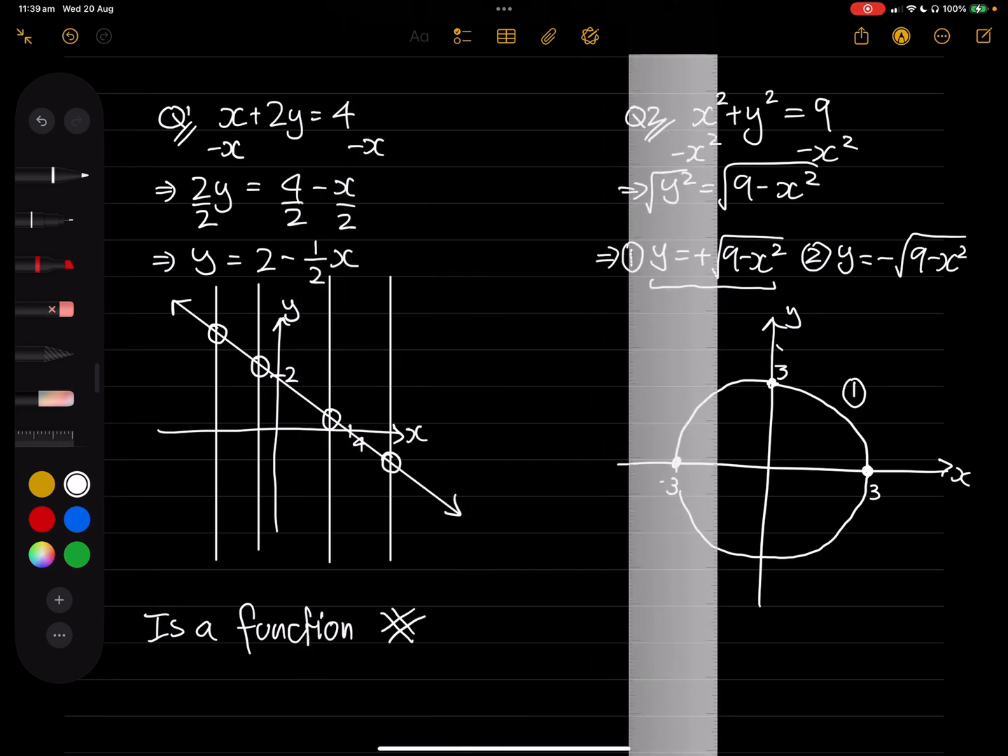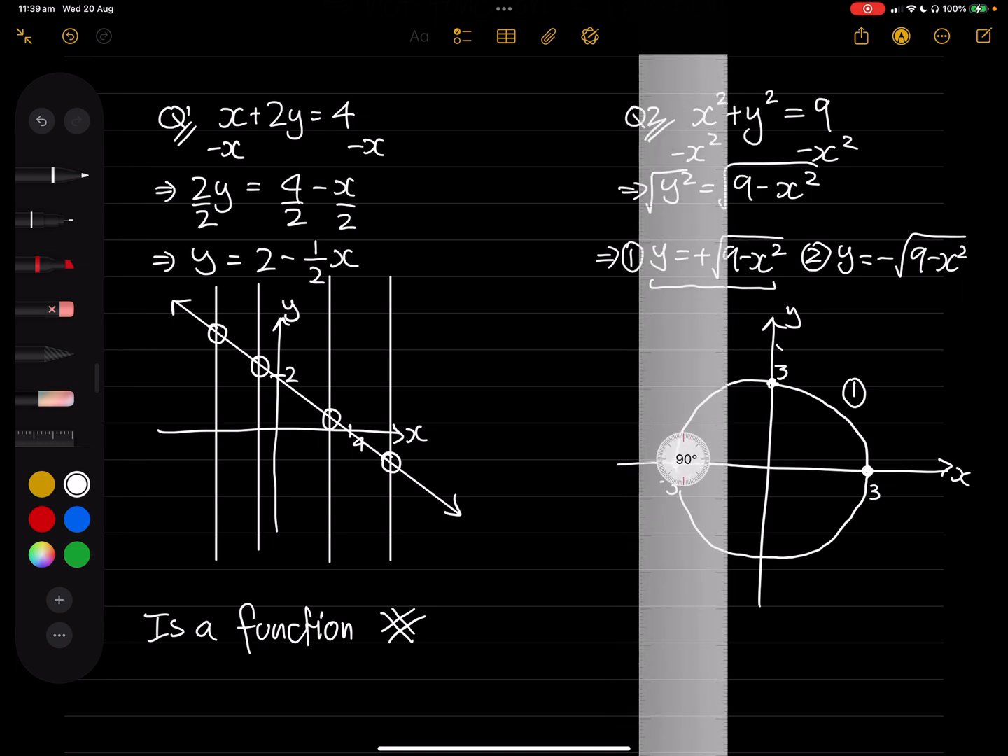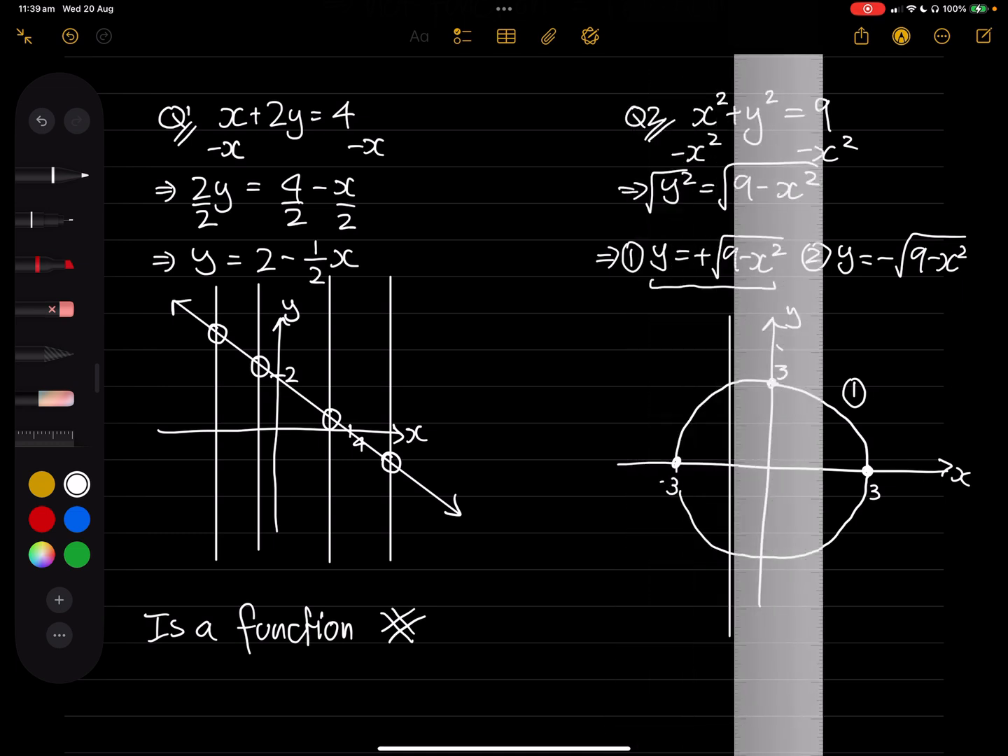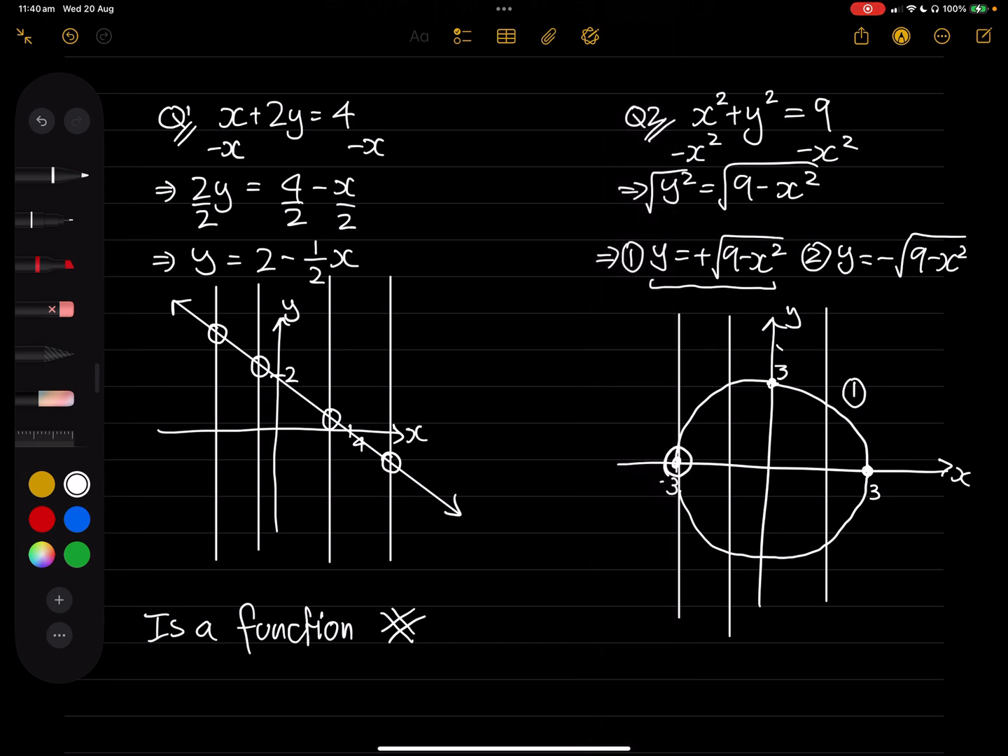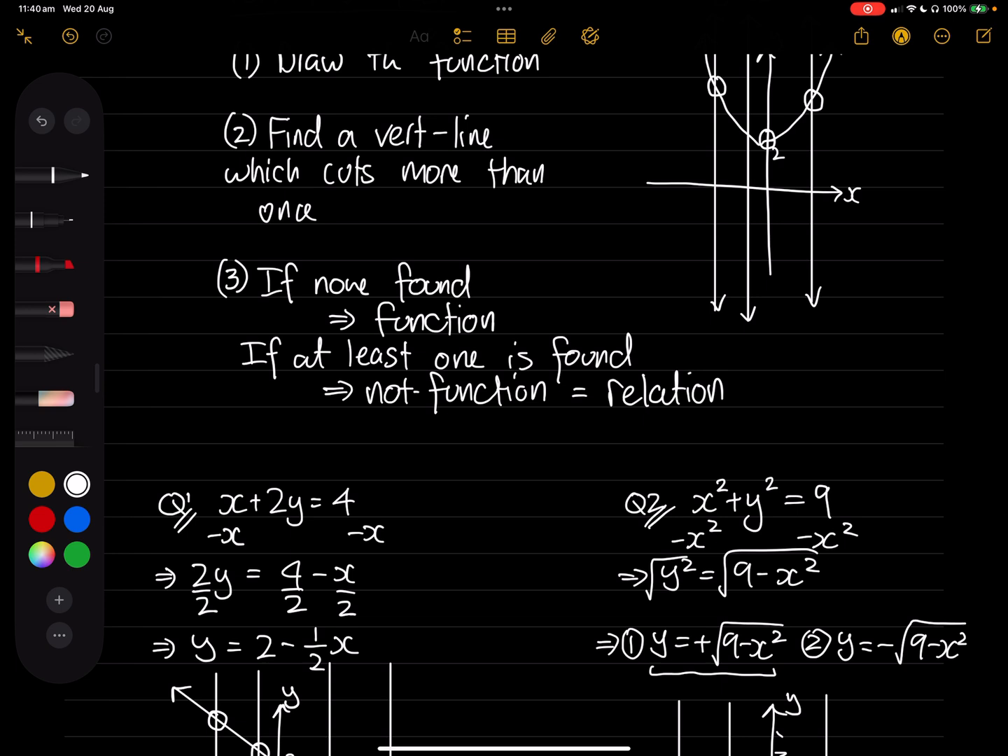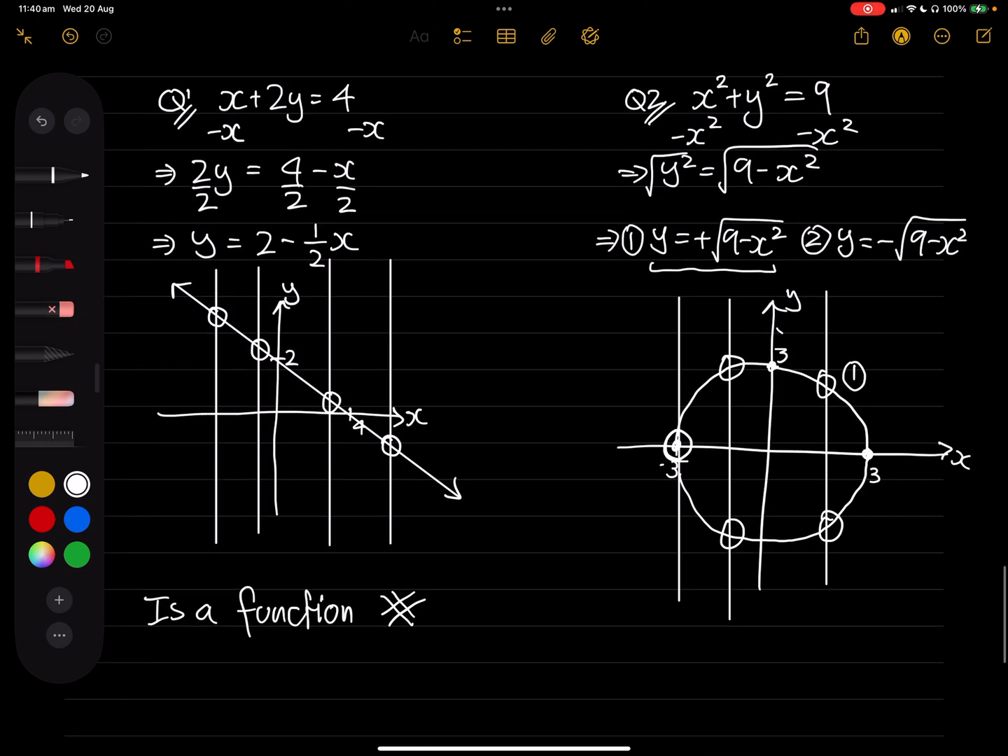Let's do the vertical line test. Well, we don't have to draw many vertical lines, as it turns out. So we can draw sort of one here, and we can draw one here. We might be able to draw one over here as well. So that's enough for the ruler. This line just cuts once, but these two both cut twice. In our test, we said that if at least one is found that has more than one intersection, it's not a function, it's a relation. So that means for question 2, this is a relation. If I can spell relation right. Relation. It's a relation, not a function.